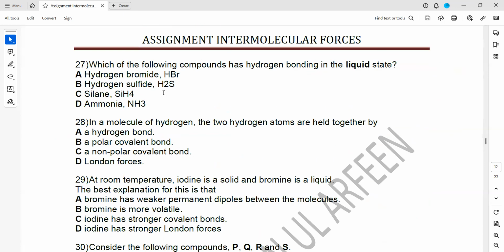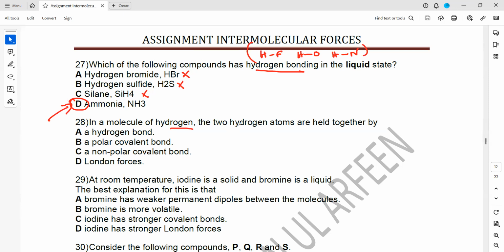In question 27, which of the following compounds has a hydrogen bond? So remember, to check for a hydrogen bond, you have to check whether hydrogen is bonded with fluorine, oxygen, or nitrogen. Only with these three elements is hydrogen bonding possible. So here hydrogen is bonded with bromine, sulfur, silicon, and here it is bonded with nitrogen. So it will have a hydrogen bond.